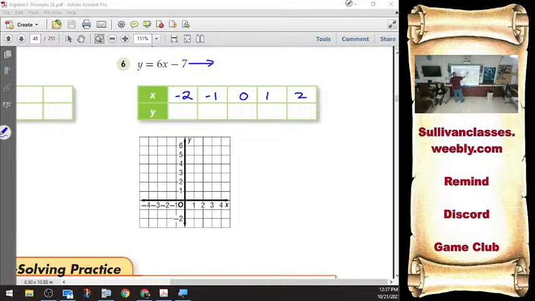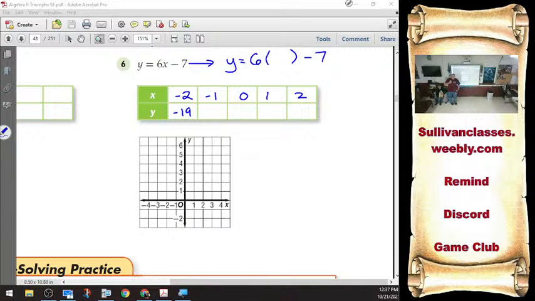I'm going to take a bunch of numbers and plug them in right here, and that's what gets me my y's. So I take 6 times negative 2. Poke, poke, poke, enter. Negative 12. Minus 7, enter. And you keep doing that. Just keep plugging the numbers in. Let the calculator do the heavy lifting for you.